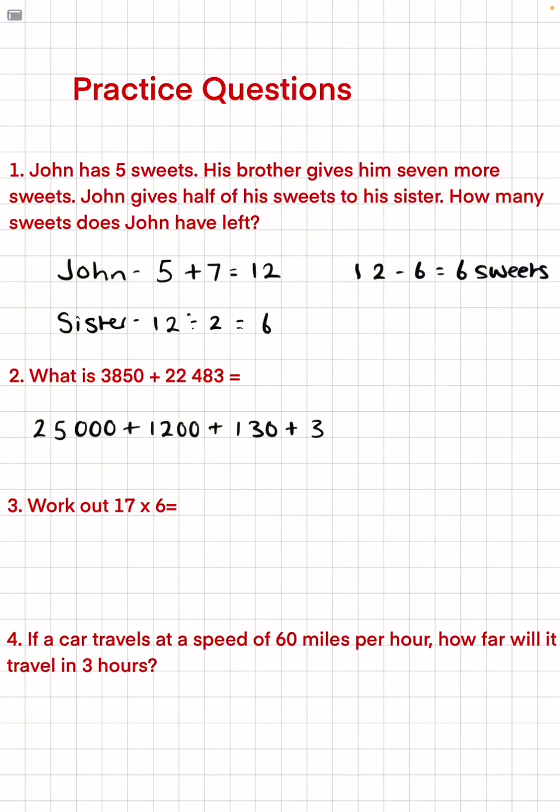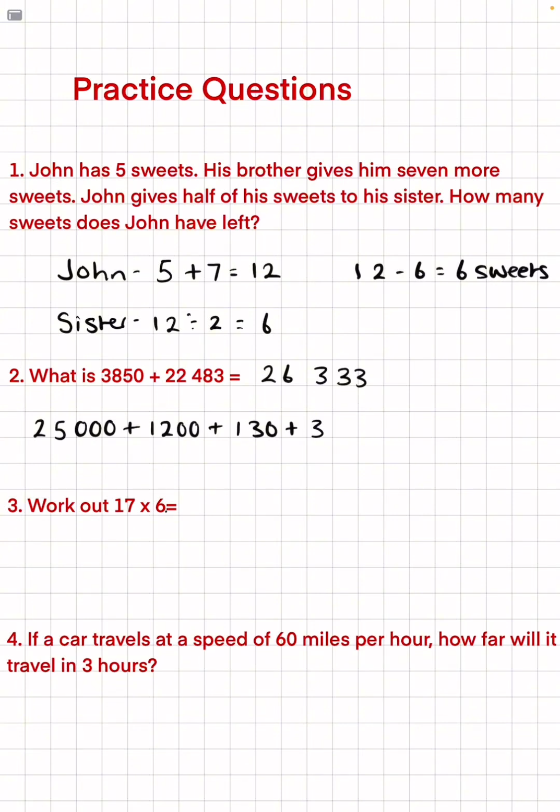To get the answer to this calculation, we're going to add these numbers together. We're going to add the thousands first. 25,000 add 1,000 is 26,000. Next we're going to add the hundreds. We've got 200 add 100, which is 300. 30 add 3 is 33. The answer to this calculation is 26,333.